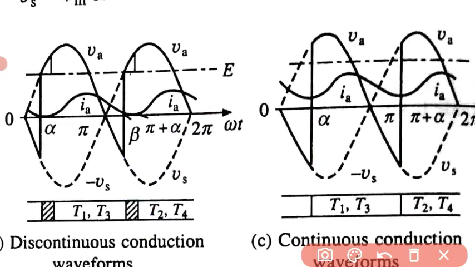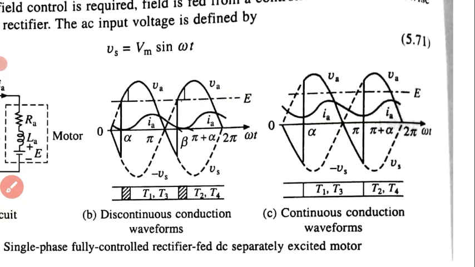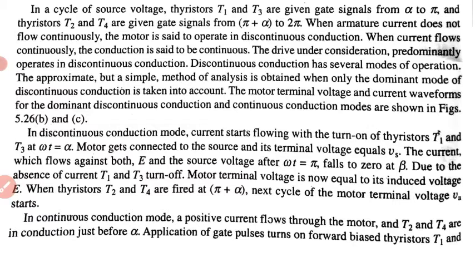And the remaining quantities we know, right? This is the supply voltage Vs, and the armature current. This is alpha, the angle where you trigger, and at pi plus alpha the other two thyristors are triggered. Or in other words, at alpha T1 and T3 are turned on, and at pi plus alpha T2 and T4 are turned on. This is the explanation about continuous and discontinuous mode.